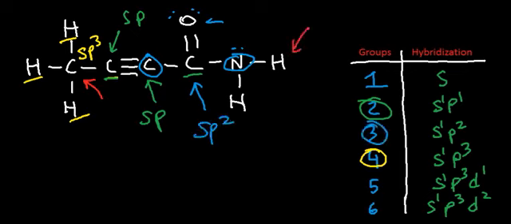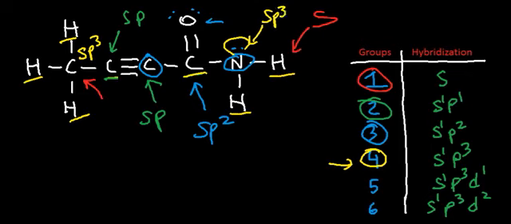Now what about hydrogen? Hydrogen is only attached to 1 other atom, in that case nitrogen, so it has 1 group, so the hybridization for it is s. And what about this nitrogen atom? It's attached to a hydrogen atom, another one, a carbon, and it has a lone pair. So it has 4 groups, 3 atoms and a lone pair. So we would say it's sp3 hybridized.